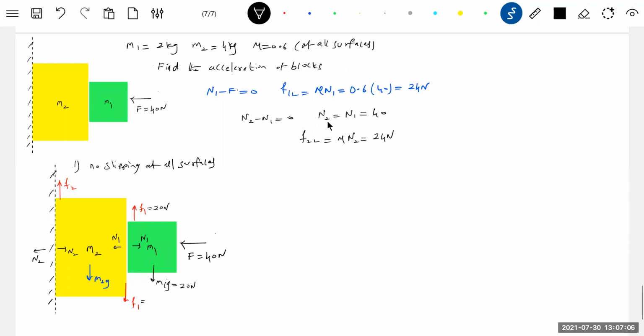Okay. How much is M2g? M2g is 40 Newton. 20 plus 40, can it be balanced? Look at this, 24 Newton, can it balance these two? 60, not possible, no? But here 20 Newton can balance this 20 Newton. So is it correct? Not possible.